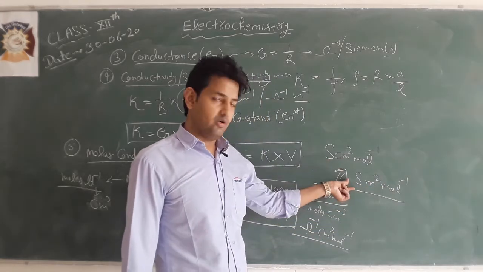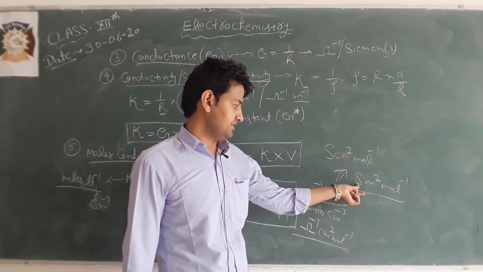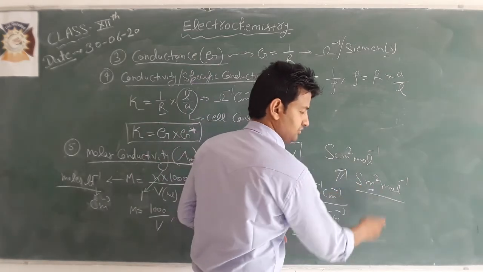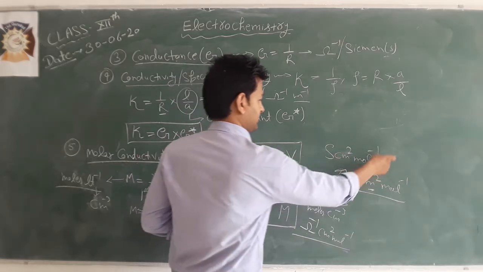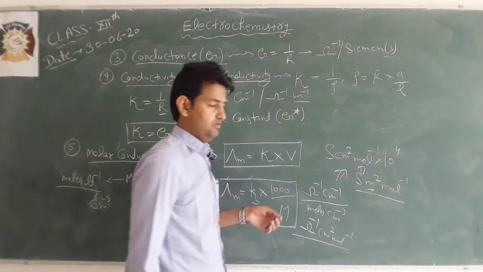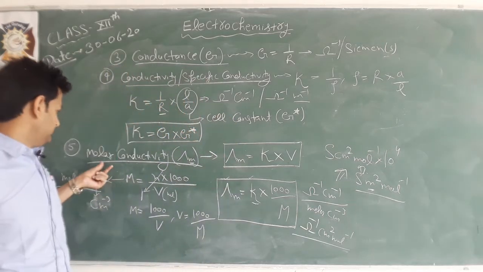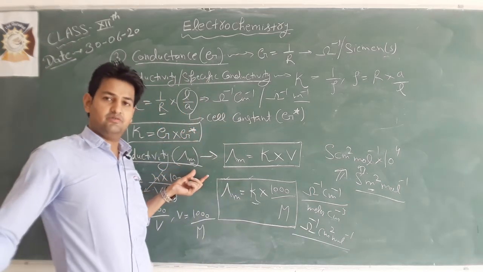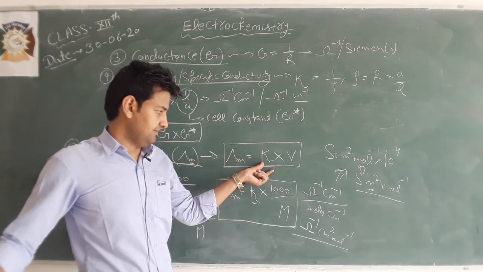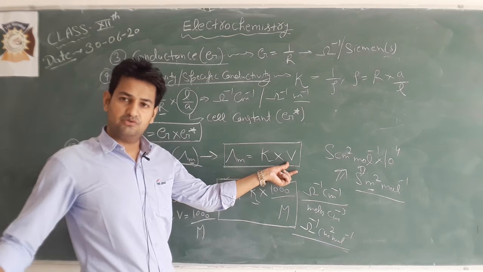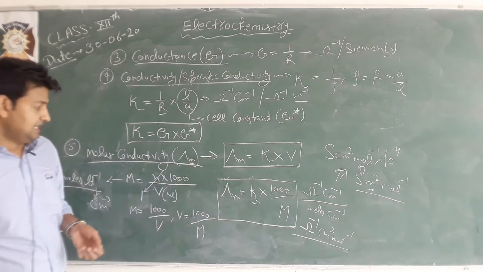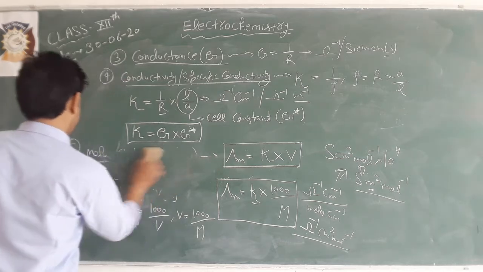When we relate meter square and centimeter square, we can say that Siemens meter square is equal to, since 1 meter is equal to 10 to the power 2 centimeter, it can be multiplied by 10 to the power 4. Both these terms are equal. So what is molar conductivity? Molar conductivity is the multiplication of specific conductivity and the volume of solution containing 1 mole of electrolyte.